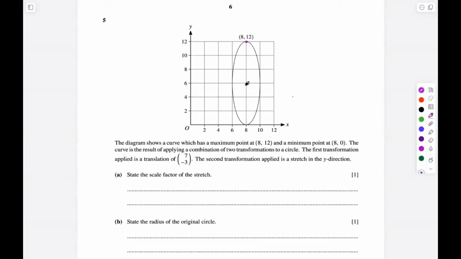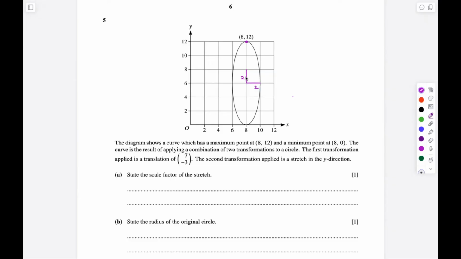In part A, we have to state the scale factor of the stretch. Now, looking at the figure, we can see that in the x direction, this is 2 units on both sides. And as it is a stretch in the y direction, the circle has been stretched only in the y direction. So as it was a circle, if this length is 4 up here, this length would have also been 4 up here. Just looking at the length from this point to this point, this length was 2, so for the circle, this length would have also been 2.